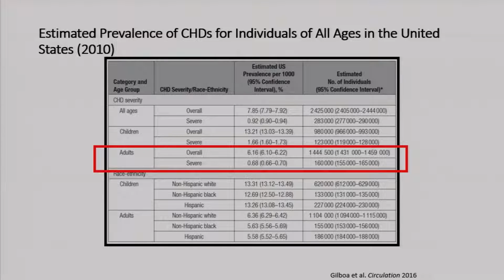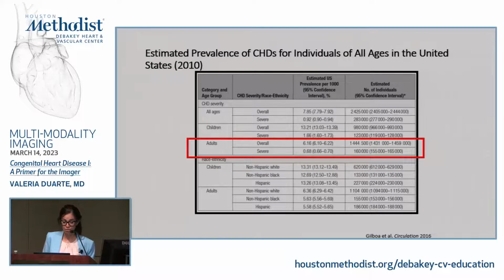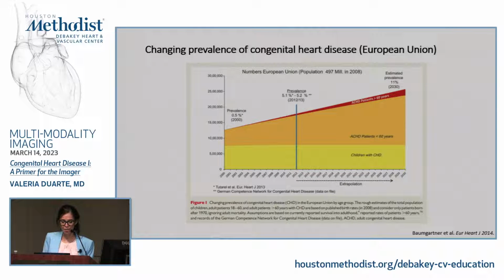Because more and more there has been a dramatic change in the prognosis of these patients as a result of the evolution of congenital heart surgery and congenital cardiac care overall. The same pattern applies in other countries. This is from the European Union, and you can see here this starts in the 2000s, and you can see the prevalence is growing. This was published in 2014, so right now we're more here.